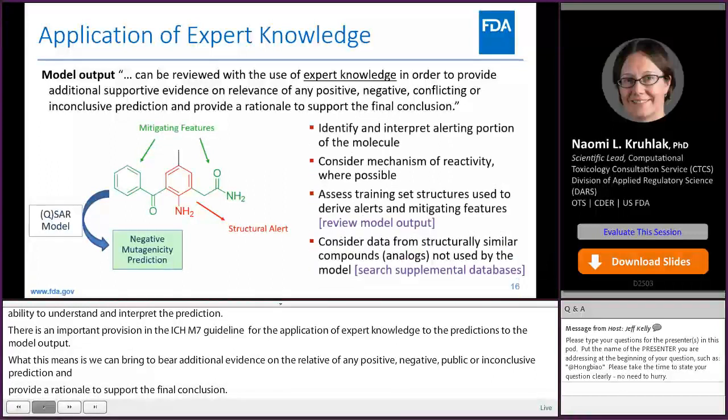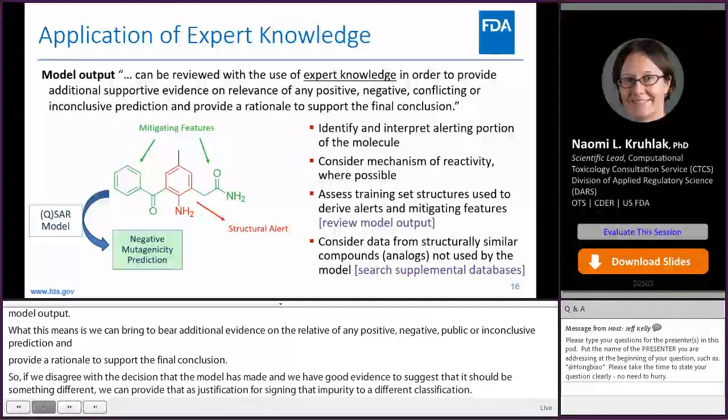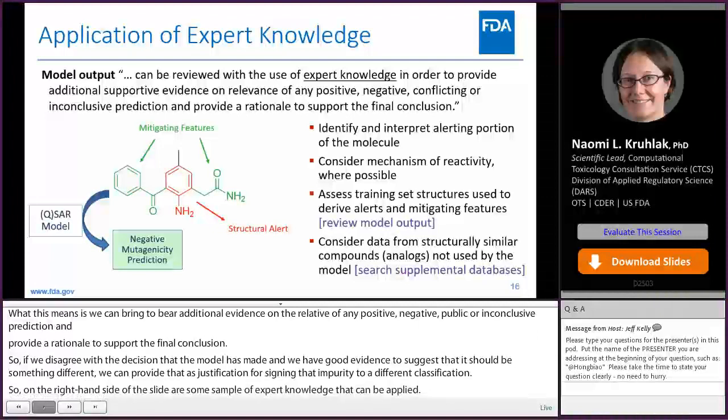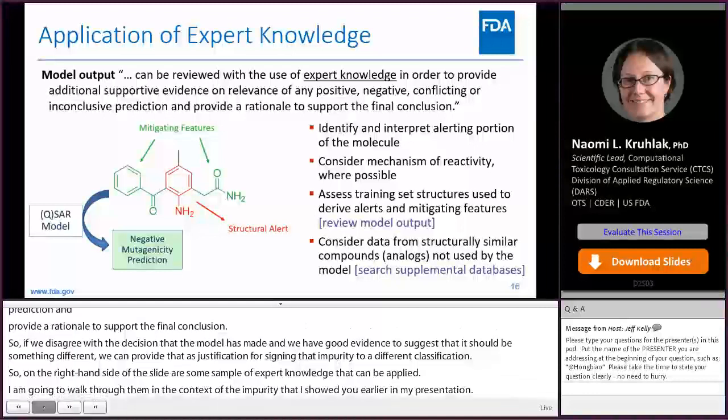So on the right-hand side of the slide are some examples of expert knowledge that can be applied, and I'm going to walk through them in the context of the impurity that I showed earlier in my presentation. Firstly, we can identify and interpret the alerting portion of the molecule and see if it makes sense from a mechanistic standpoint.